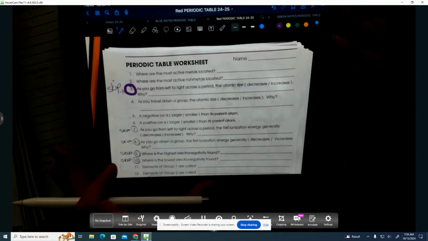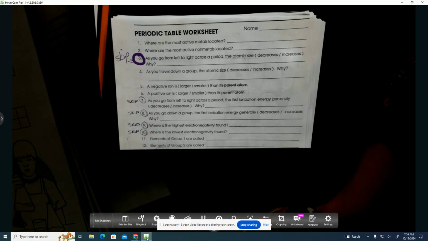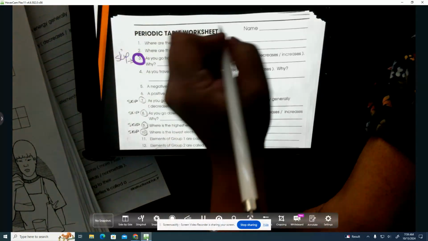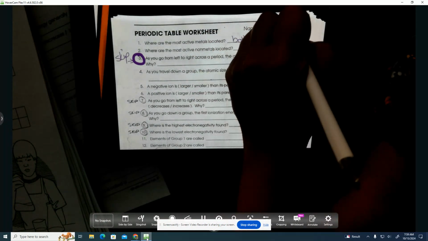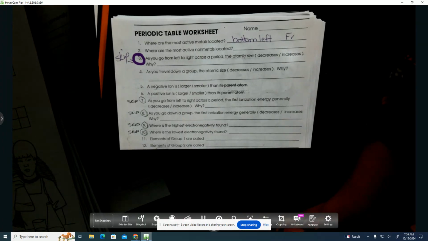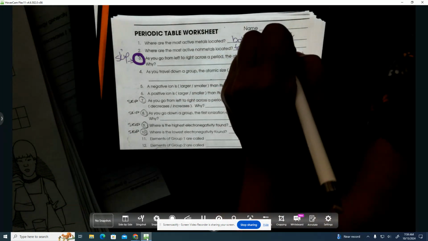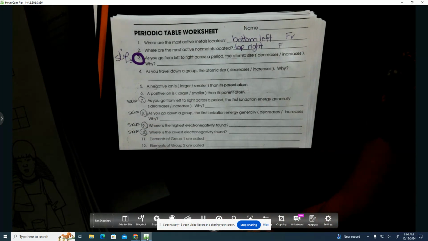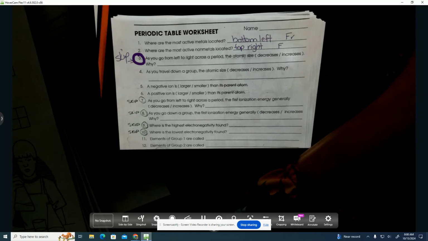All right, let's take a look at this side that says periodic table worksheet. Where do we find the most active metals? Bottom left, with francium being the most active metal. Where do we find the most active nonmetals? Top right. What's the most active nonmetal? Fluorine. Don't pick something from group 18. I didn't tell you to skip number 3, but skip number 3 for a second. We'll come back to it.